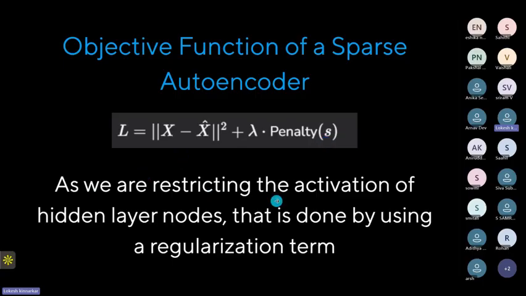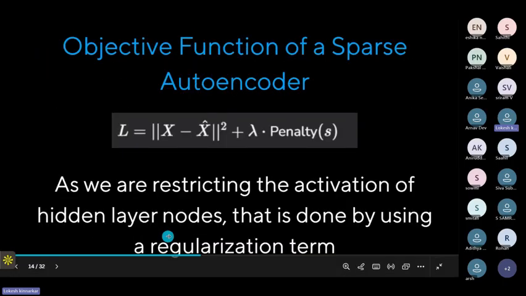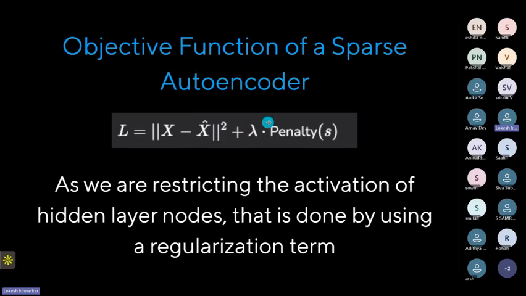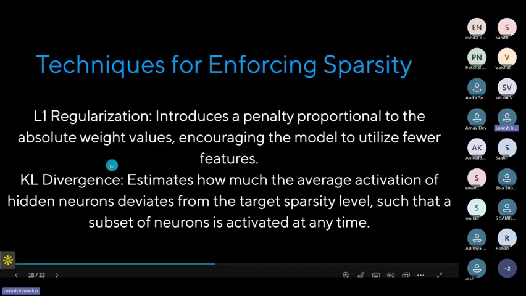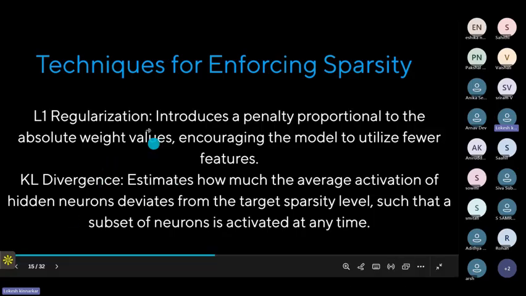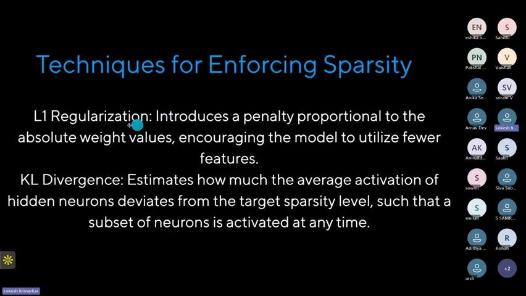Since we are restricting the activation of the hidden layer nodes, this is done by adding a regularization term here. There are two techniques for enforcing sparsity. We will discuss the KL divergence penalty in detail. L1 regularization is already covered in the previous session. It is just a penalty proportional to the absolute weight values, which encourages the model to utilize fewer features.